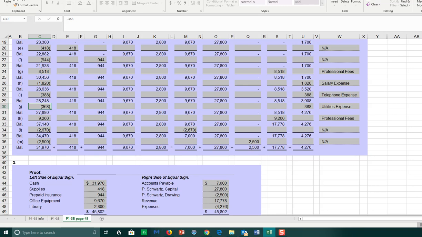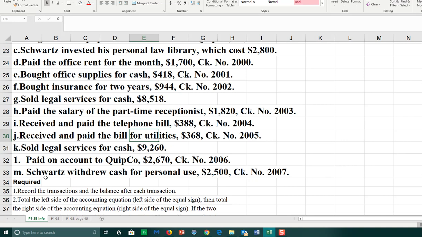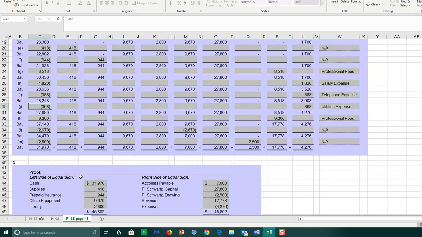So notice that we have a reduction in the cash, $368, and we also have an increase in expenses equal to $368. Our next transaction involves the business again providing its legal services for cash, $9,260. And so we're going to record the receipt of cash, which would be an increase in the cash for the business. And since they provided a service, we need to show that their revenue increased from the provision for that particular service. So we show an increase in cash for the amount of the cash received, and we also record an increase in revenue equal to that amount.